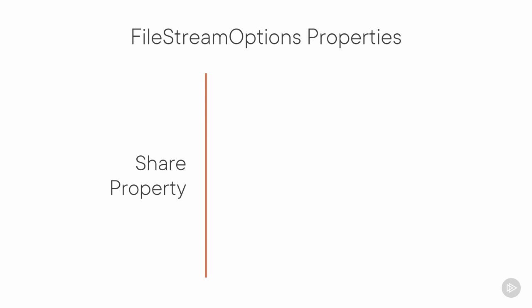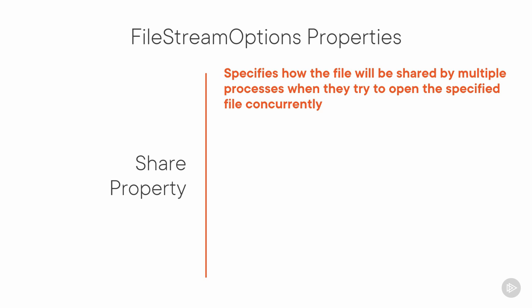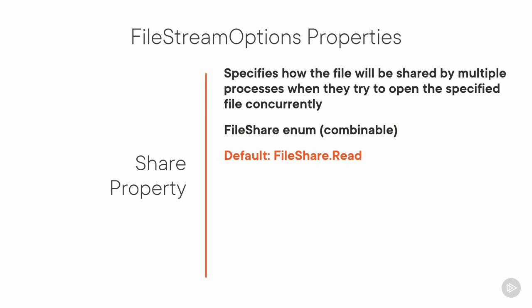We also have the share property on the FileStreamOptions class. This property allows you to specify how the file will be shared by multiple processes when they try to open the same file concurrently. This is of type FileShare, which is an enum. This is a combinable enum, meaning that you can combine multiple options, and it defaults to FileShare.Read.